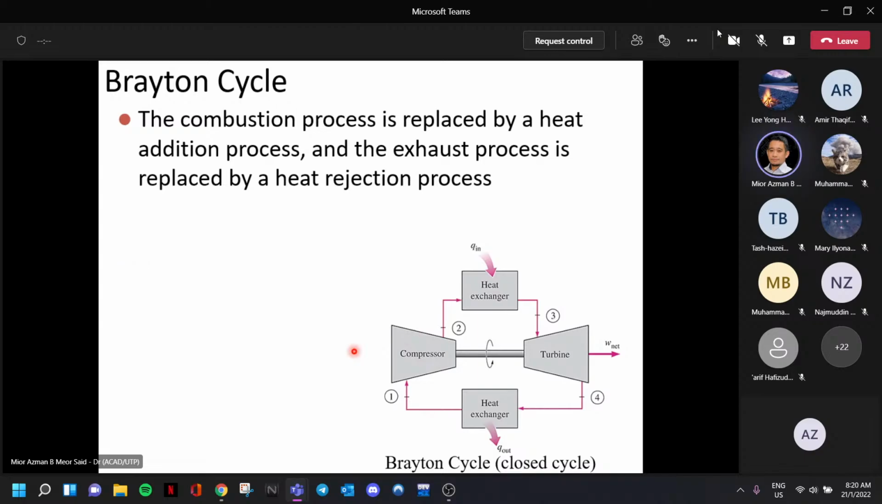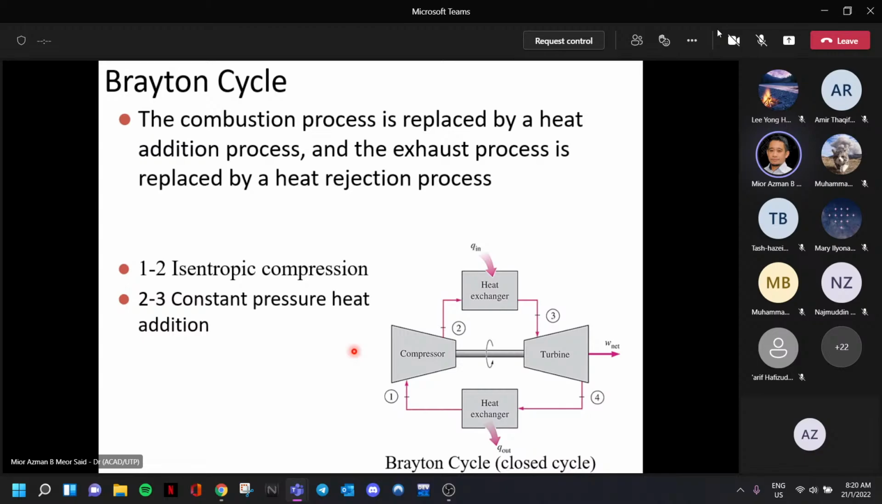Okay, we shall take a look at 2 and 3. So 2 to 3 is the heat addition, which happens at constant pressure. It means that pressure does not change between 2 and 3: P2 equals P3, constant pressure heat addition, which reminds you of a diesel cycle, right? In the diesel cycle, the heat addition happens at constant pressure.